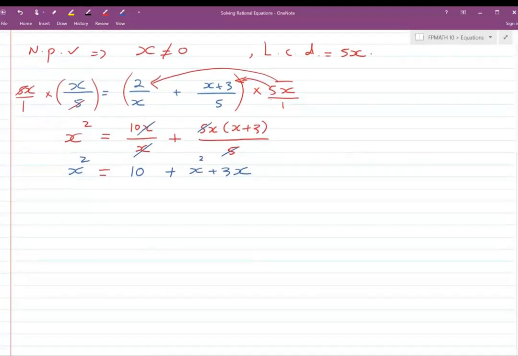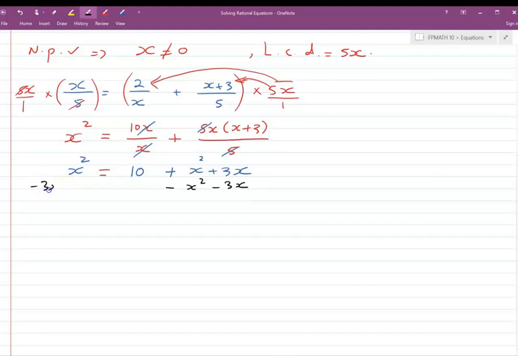Excellent. Now we're going to collect like terms, bring all x's to one side, and then numbers to the other side. So in here, we minus x squared, minus 3x, and minus x squared on the left hand side. So bringing all the x's to the left hand side. Okay, that's what we're gonna do. And when you do the math on the left hand side, you get minus 3x, because x squared minus x squared is 0. On the right hand side, you're only going to have 10 left.